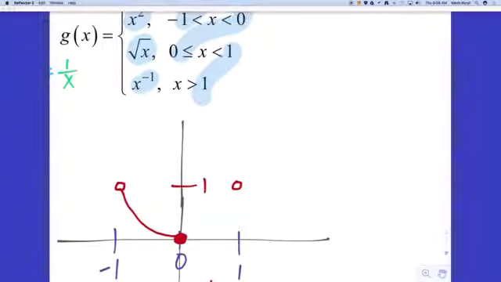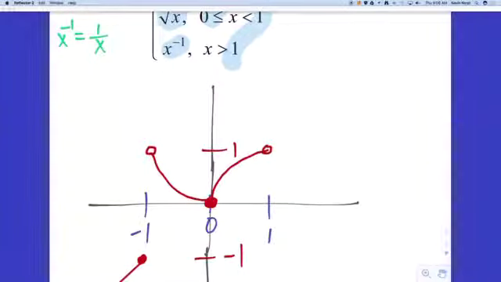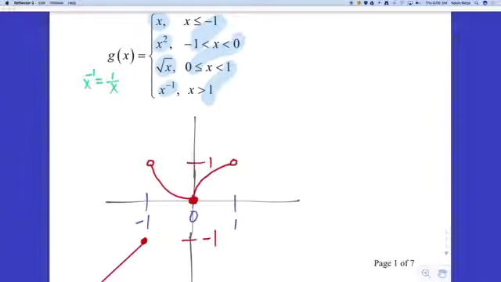Now we connect it with a piece of the radical graph, which remember comes out of the origin like that. Actually, almost vertical first. There we go, more like that. It's the sideways parabola. I actually kind of went into the hole. Let's do it again. There we go. Much better. All right. We got 3 of the 4 pieces done.